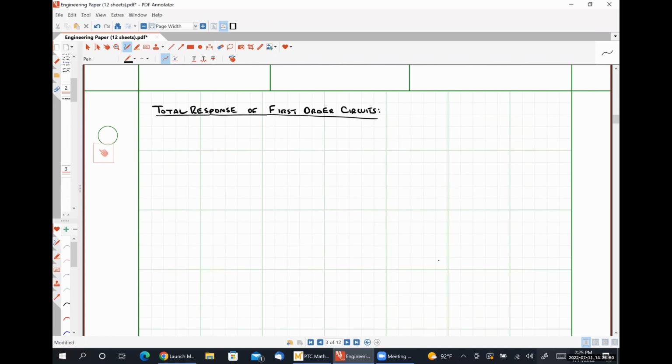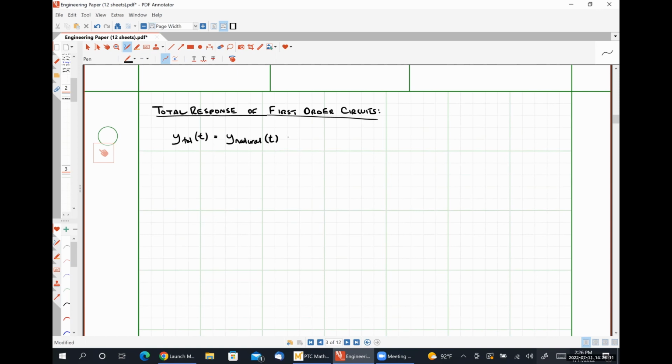So our total response, y total as a function of time, is made up of two parts. The natural response and the forced response. The natural response is what we've been talking about. This is our transient response.